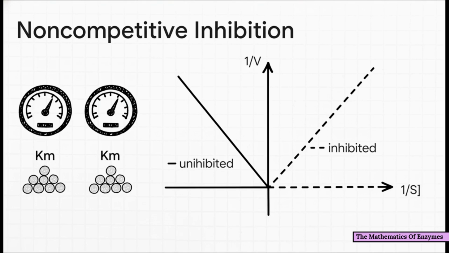The kinetic signature here is completely different. Because some of your enzyme is essentially poisoned by the inhibitor, the overall top speed, Vmax, decreases. But since the inhibitor isn't blocking the active site, the enzyme's affinity for the substrate, and therefore its Km, stays exactly the same. This creates another really clear pattern on the plot. Now, the lines all intersect on the x-axis instead.